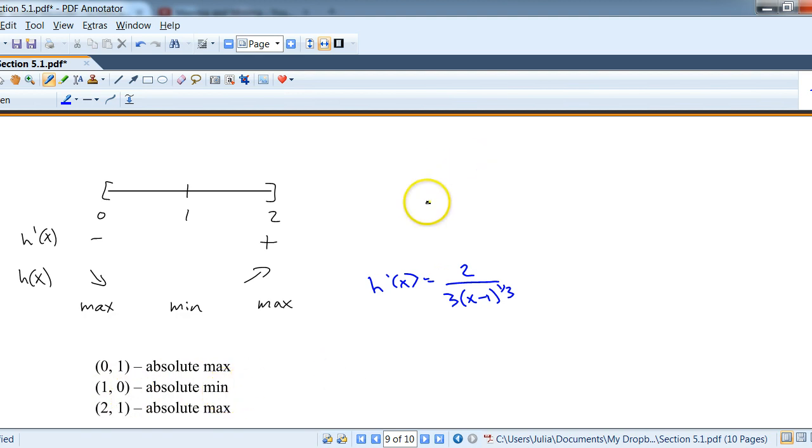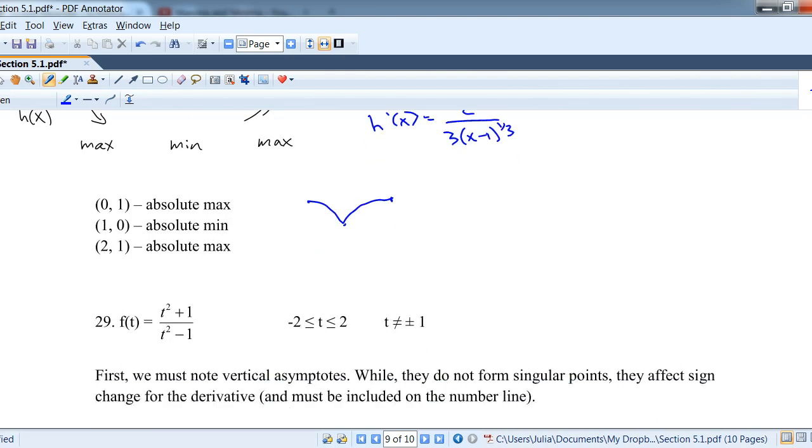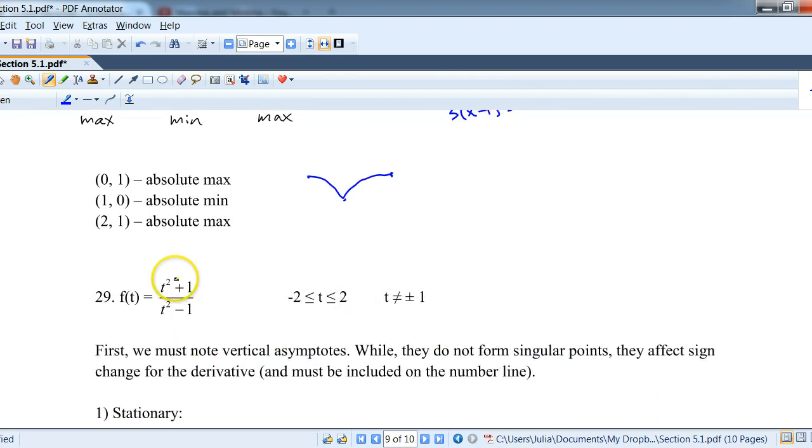If you draw the graph, it probably looks something like this. And so you'll see the endpoints are actually the 2 maximums, but the minimum at +1 is a sharp point, which is why it's singular. So that's a quick example with the radical function for you guys. And here is a rational function, t² + 1 over t² - 1 from -2 to 2. I think this is going to be our last example.